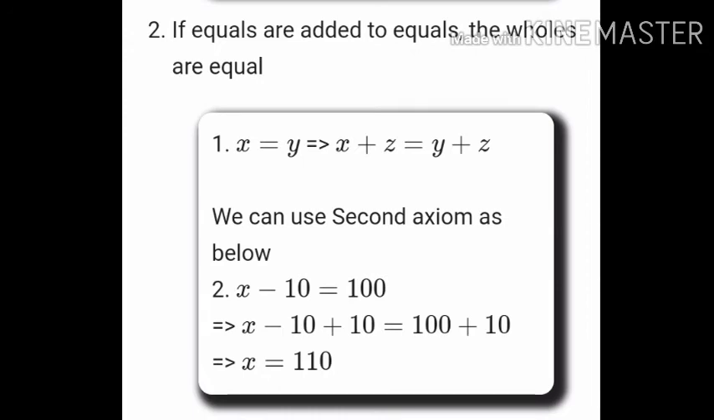We can use the second axiom as below. Example, x minus 10 is equal to 100. Here, add 10 on both sides of the equation. That is, x minus 10 plus 10 is equal to 100 plus 10, that is, x is equal to 110.